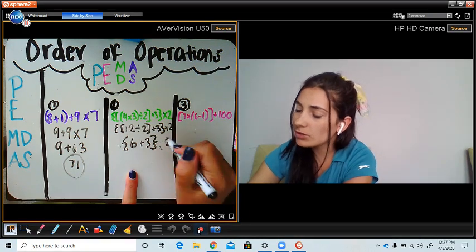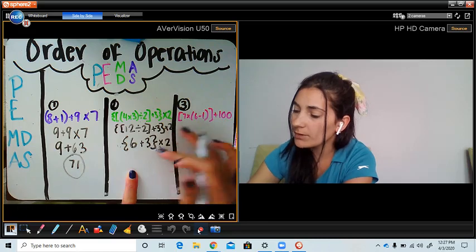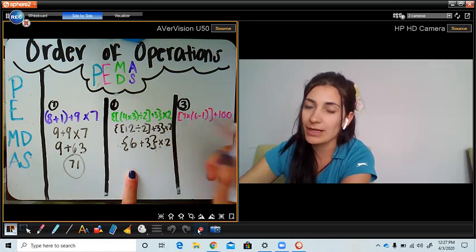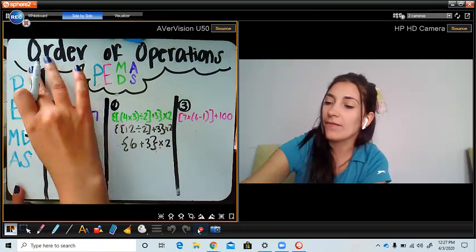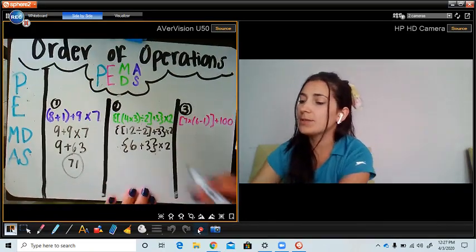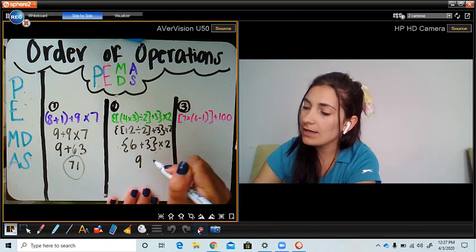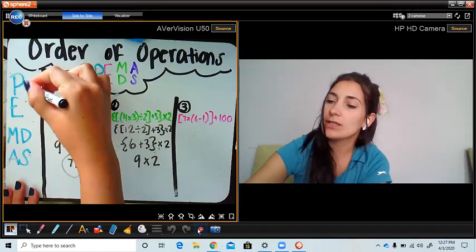And you always want to make sure you're keeping your work nice and neat, that way you don't confuse it. I almost confuse this with an addition sign, but we know that it's multiplication. So we did our parentheses. Oh, we haven't finished parentheses yet because we still got to do 6 plus 3, which is 9. Rewrite our equation.